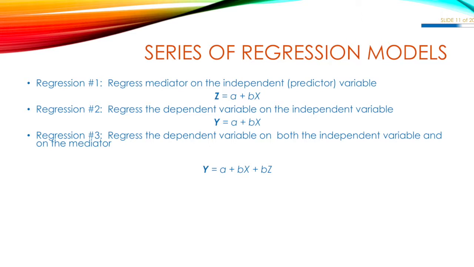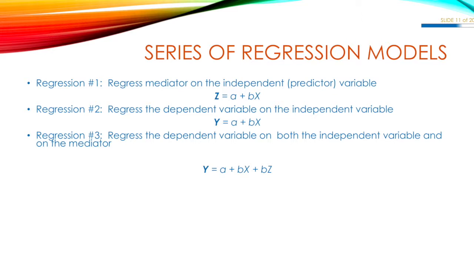Now, examination of the three regression equations is then conducted, and if a variable is a significant mediator, then the predictor, or independent variable, must account for significant variance in the mediating variable in that first equation. In the second equation, the predictor, or independent variable, must account for significant variance in the outcome or dependent variable.